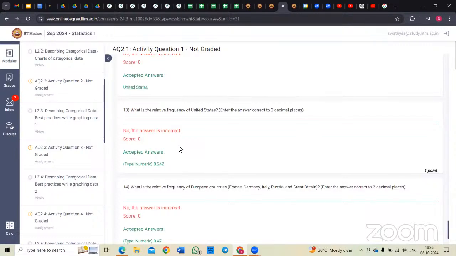No, the answer is correct. It is mentioned in the question that enter the answer correct to 3 decimal places. So you have to write the answer correct to 3 decimal places, not 0.24. Until 3 decimal places. Is it clear?